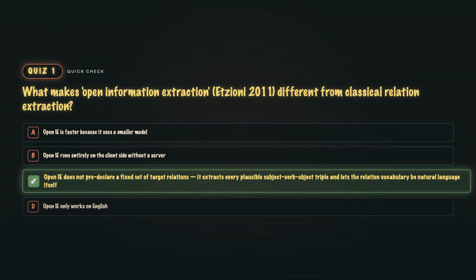C. No fixed schema. Reverb, Ollie, and related systems produce triples like Musk, founded, Tesla, for whatever the sentence says. Trade-off: the same underlying fact shows up as many different triples: founded, started, launched, which downstream systems have to normalize.